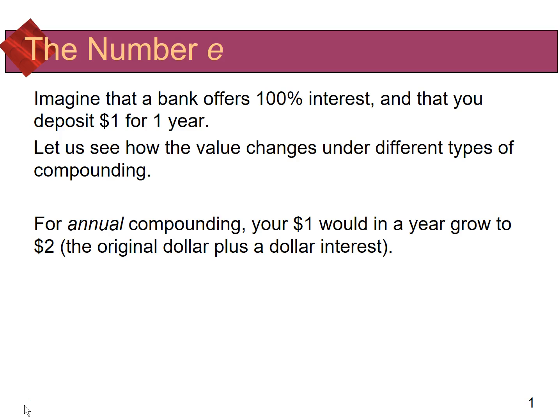written in the book. But basically, if we were to take a situation using the compound interest formula where we have 100% interest, good luck on that one, and that you deposit $1 for 1 year. So we're letting basically our R value, our T value, and our initial amount P all be 1.